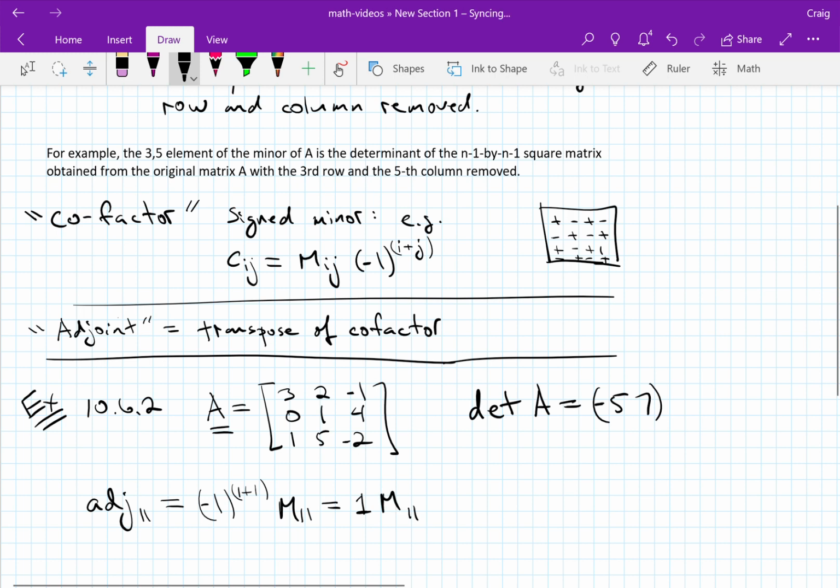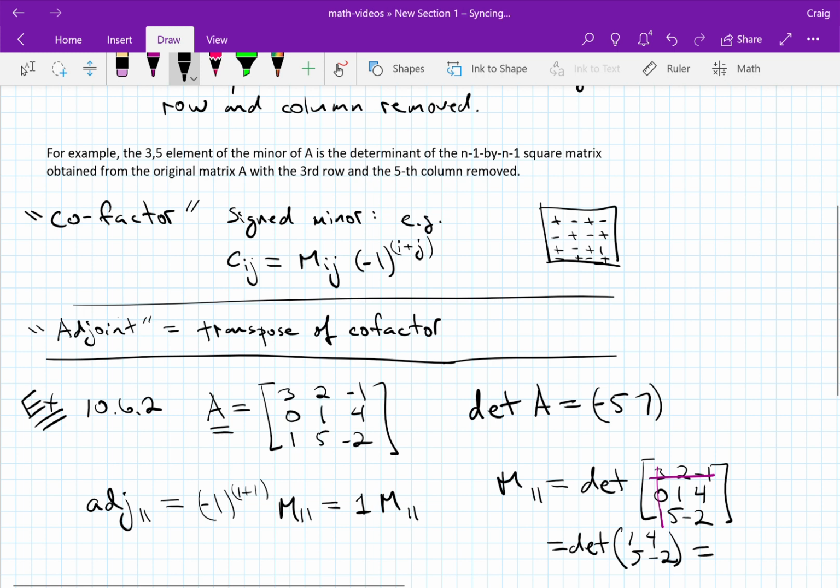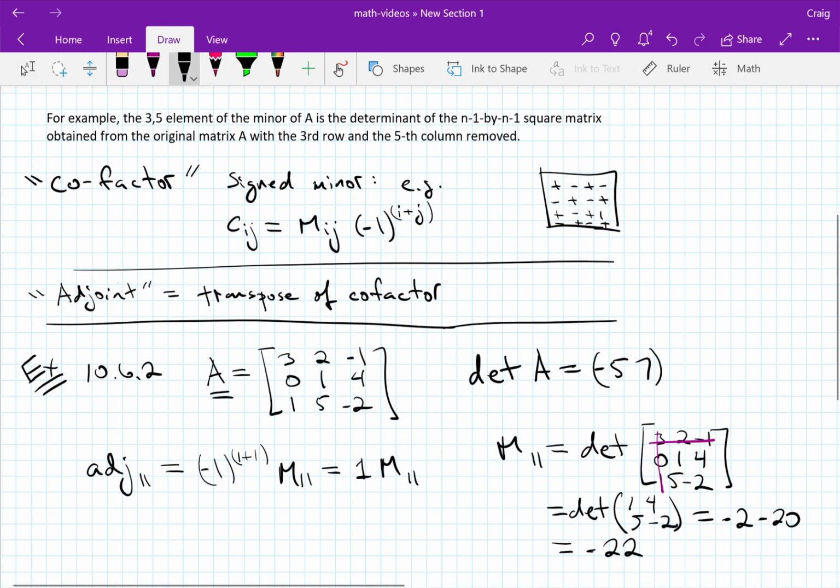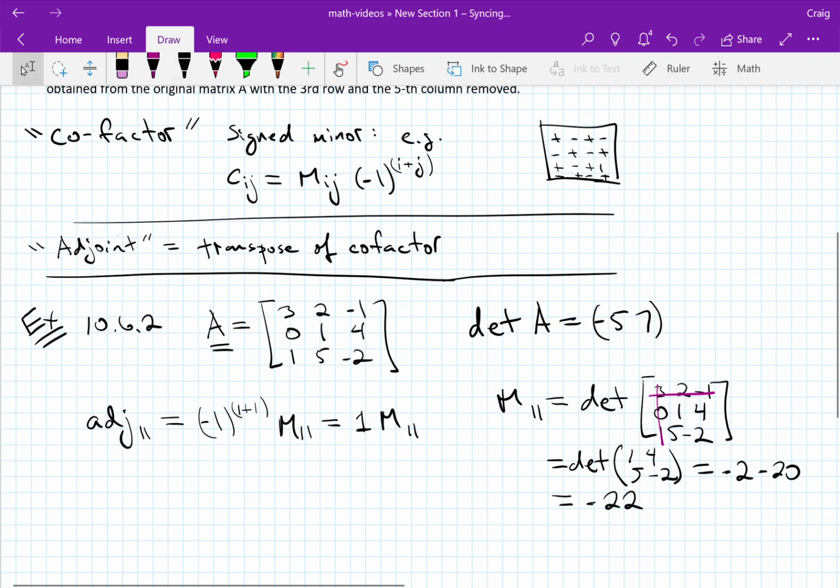And the 1, 1 element of the minor is the determinant of the square submatrix that I get when I take the original matrix and I remove the first row and the first column. So that's the determinant of 1, 4, 5, minus 2, which is equal to negative 2 minus 20. That's equal to negative 22. And so the upshot is that the 1, 1 entry of the inverse matrix is equal to 1 over negative 57 times negative 22.